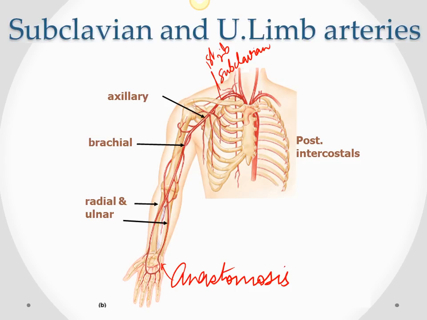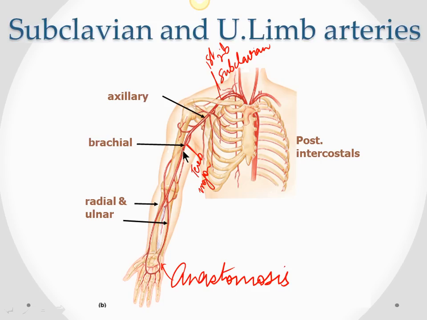You can see it's continuing into the upper limb. The axillary is called axillary because it lies in the armpit, or axilla. And then there again is another landmark. There's a muscle here called teres major, if you remember this. So at the lower border of teres major, this axillary changes its name and becomes brachial artery.